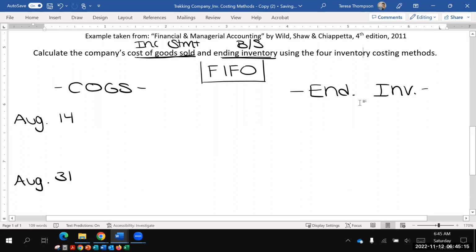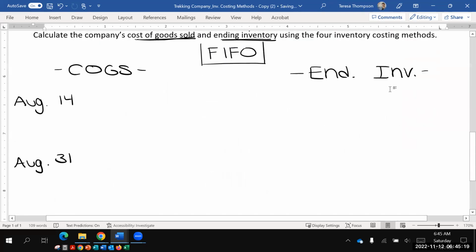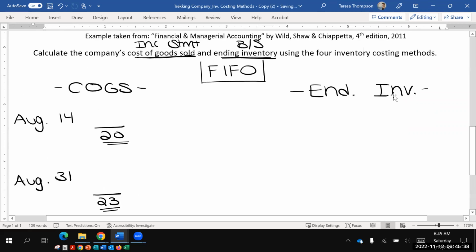On August 14th, you'll see that we sold 20 units, August 31st, 23 units. So I'm just going to put that here, 20 units, 23. Meaning when we calculate the cost, we have to make sure that we calculate enough cost for 20 units and 23 units. Okay. And then I just go up and I start that cost flow, first in, first out.